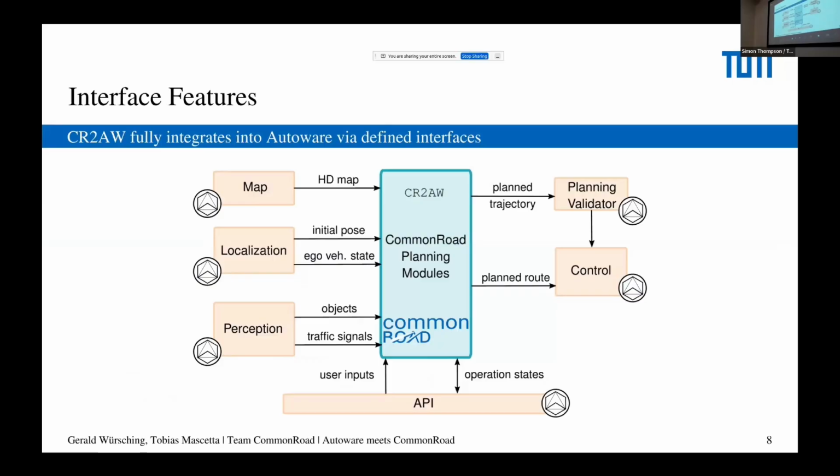Basically, what we did, we took out the entirety of the planning module and put CommonRoad into it. We have interfaces to all the other software stacks, including the API from Autoware. And inside the blue box, which is planning, you can use CommonRoad. That's the high-level message. Okay.